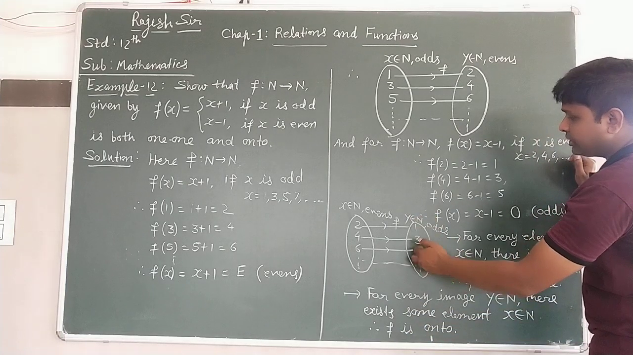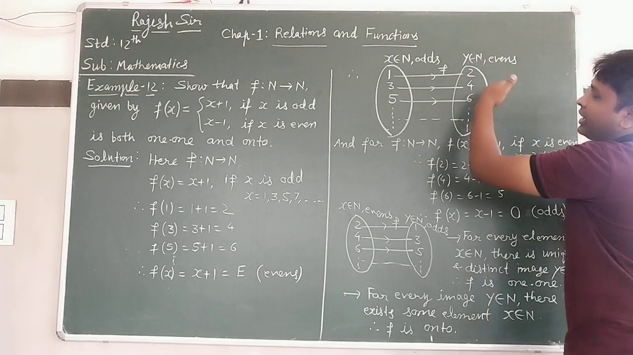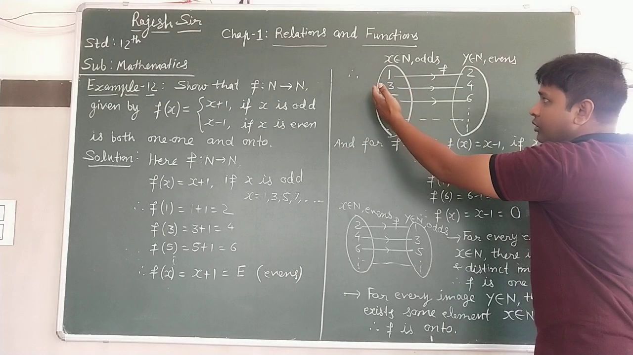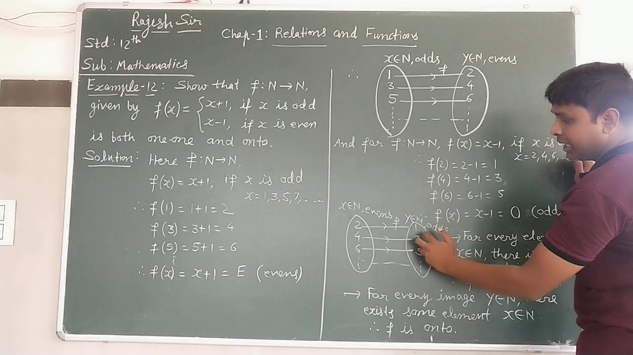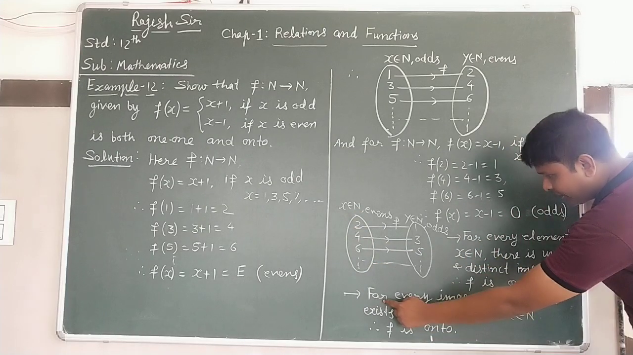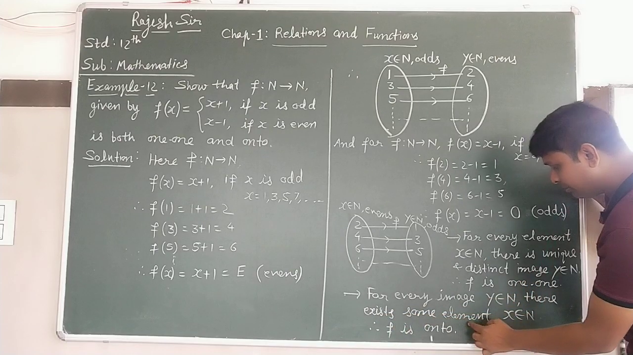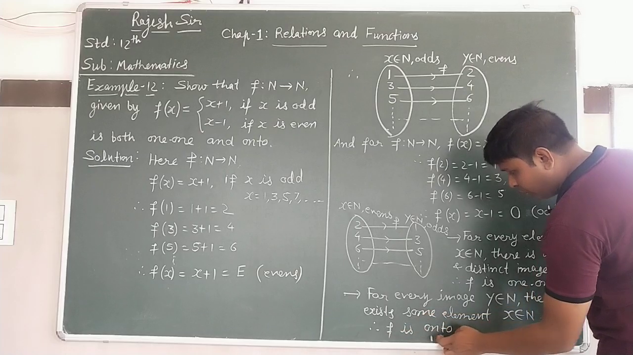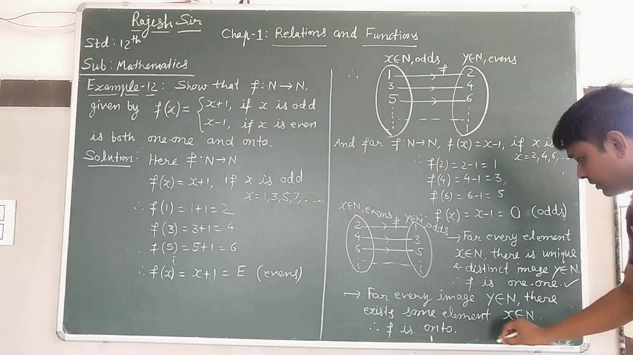Similarly, for every image, these are all even images, and they have their unique elements in the domain. Here also, for every odd image we have some element in the domain. So we can say that for every image y belongs to N, there exists some element x belongs to N, and by definition it shows that f is onto also. So what we have shown here is f is one-one as well as f is onto.